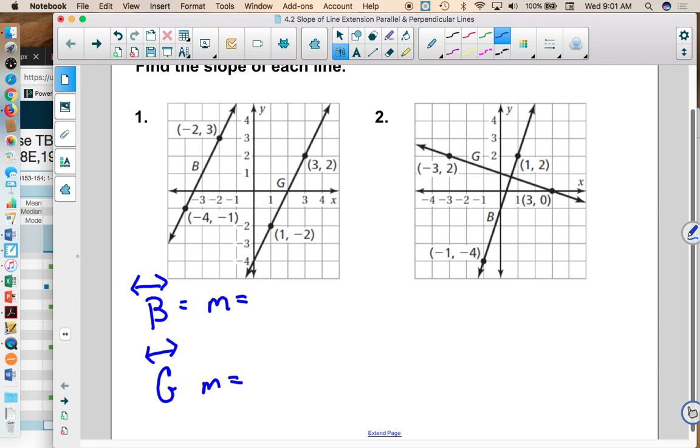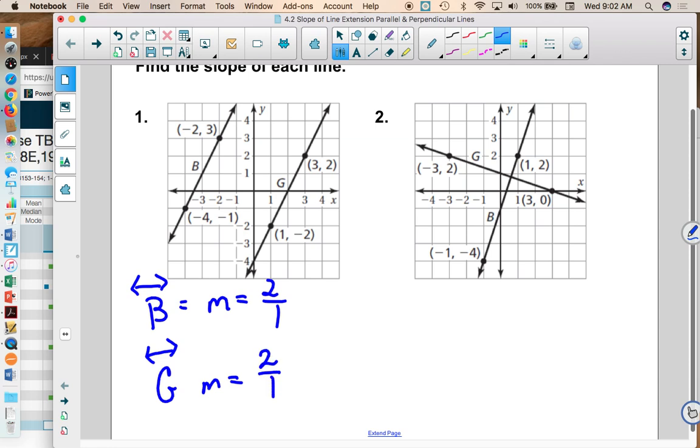What is the slope of line B in number 1? What is its slope, Chase? Chase says 2/1. Do you agree with him? Okay, I agree with that. What's the slope of G? What's the slope of line G, Madison? 2/1.